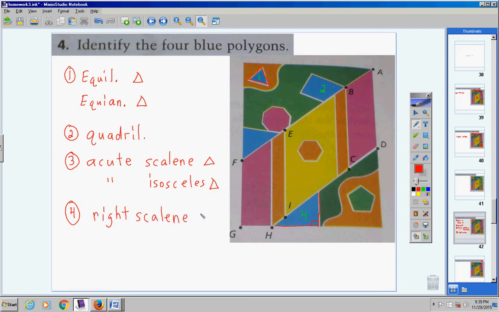And by the way, if you want to know what the book says, the book has acute scalene for number 3. And they have a right scalene for this figure here at number 4. So I do not think that this side here is the same length as this side here. But again, if you think it is, you could put right isosceles. I'm not going to argue over that, okay? But those are the 4 shapes, okay?